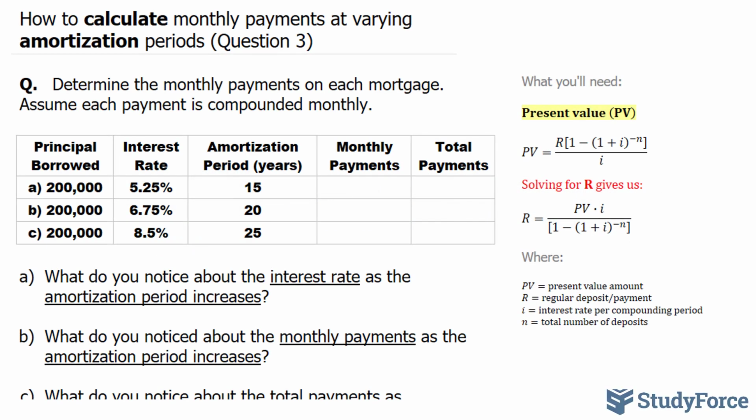In this video, I'll show you how to calculate monthly payments at varying amortization periods. This is question 3. The question reads, determine the monthly payments on each mortgage. Assume each payment is compounded monthly. So we have mortgage A, B, and C, all for $200,000, but as the amortization periods increase, the interest rates also increase. Let's tackle A.